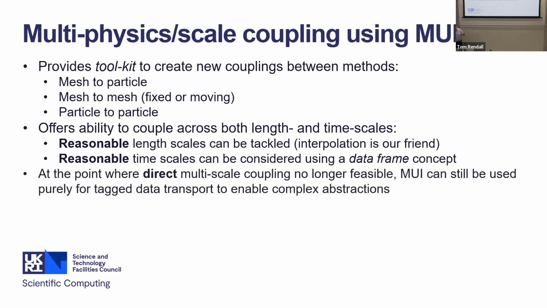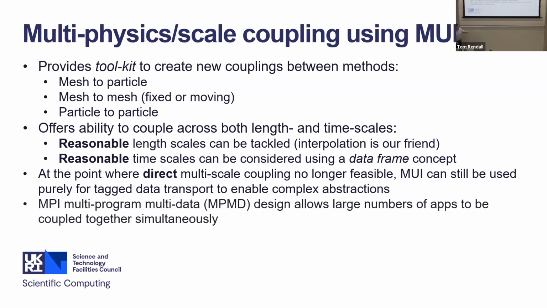However, at the point where direct multi-scale coupling is no longer feasible, so in the example of connecting molecular dynamics to CFD, there's a lot that happens in between the molecular nature of MD and macroscopic CFD, and just saying I'm going to couple MD to CFD actually makes very little sense in most scenarios. You need to do something with that. You need to parameterize your CFD simulation with the output of the MD or something like that. So at that point, MUI can still be used purely for a tagged data transport framework. So it can still be used to create a coupling, but you might not necessarily do direct interpolation type things between the codes.